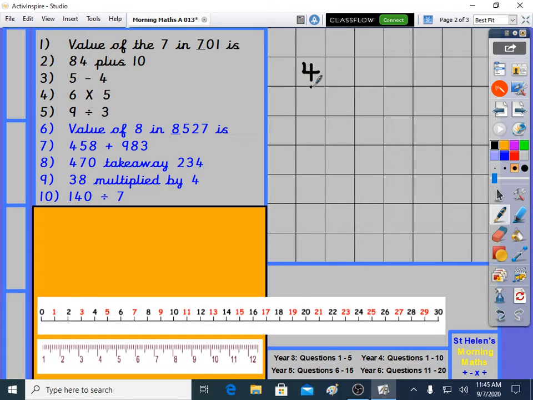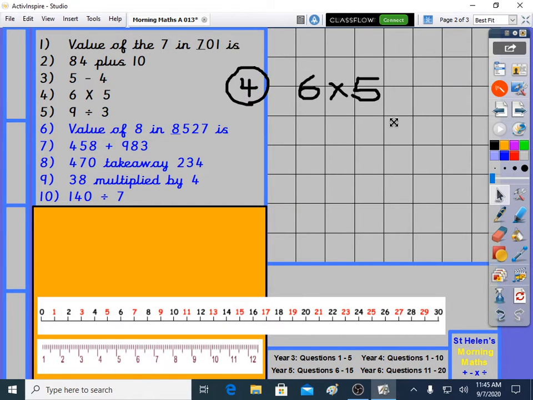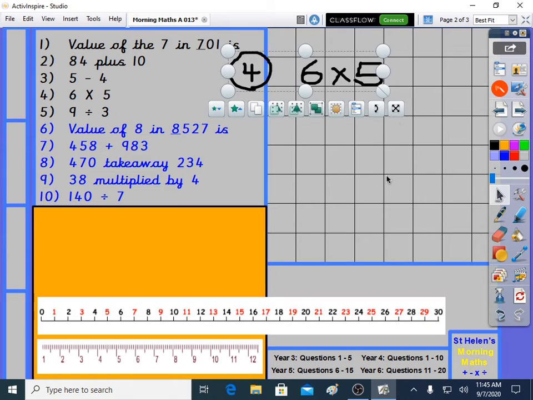More times tables. 6 times 5. You've got 6 of something, but you haven't just got 6 of something. You've got 6 of something 5 times. So you've actually got a lot of something, if that makes sense. Just move my work over a little. Let's move it there. So 6 times 5.